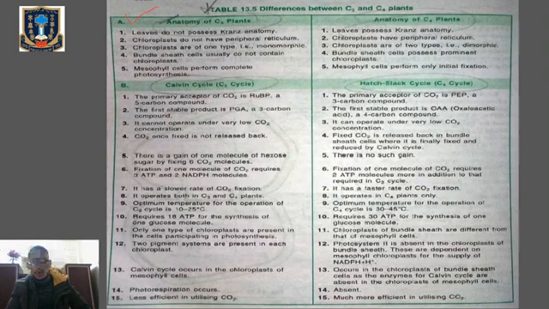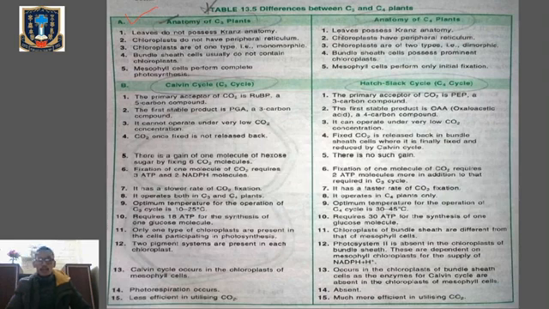Now in C3 plants, chloroplasts do not have peripheral reticulum, but in case of C4 plants they have got peripheral reticulum. Chloroplasts in C3 plants are monomorphic or one type, but in case of C4 plants there are two types, that is they are dimorphic. In C3 plants bundle sheath cells usually do not contain chloroplast, but in C4 plants bundle sheath cells possess permanent chloroplast. In C3 plants mesophyll cells perform complete photosynthesis, but in C4 plants mesophyll cells perform only initial fixation.